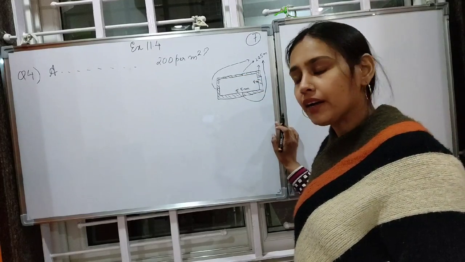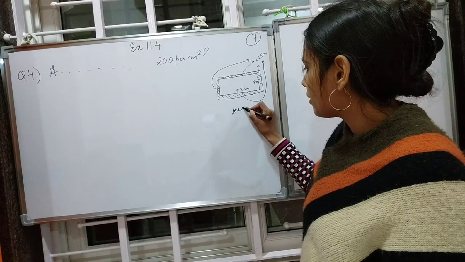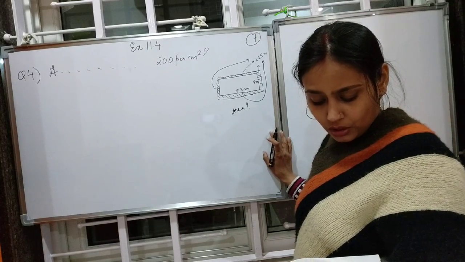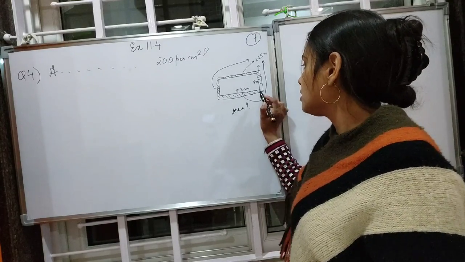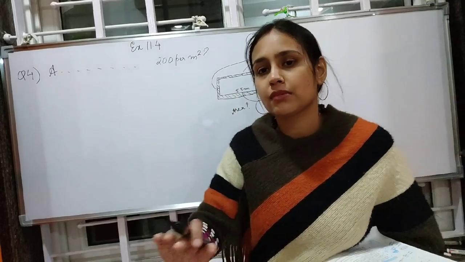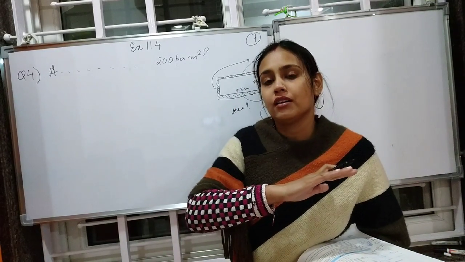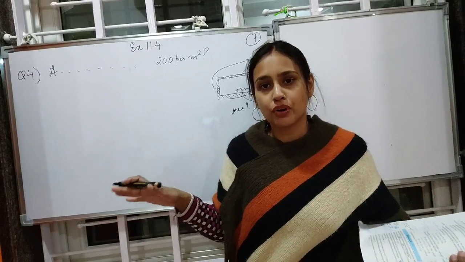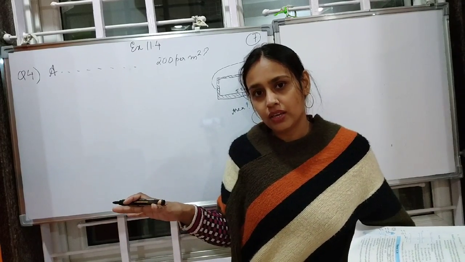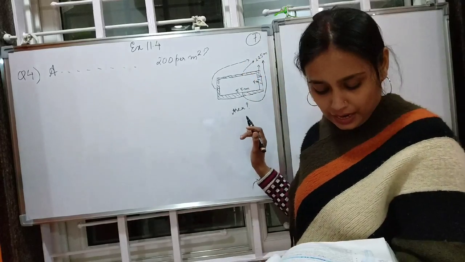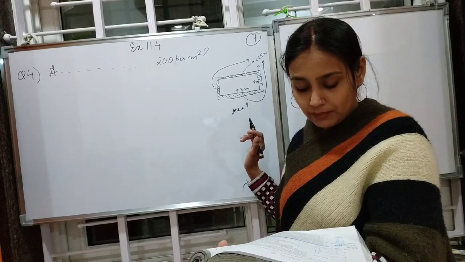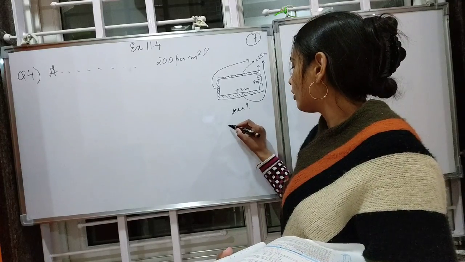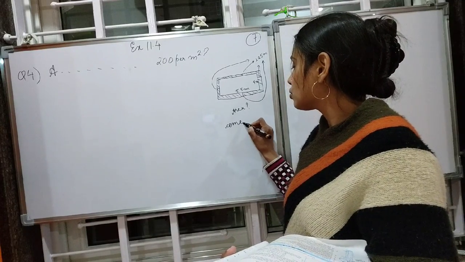And there is a second part also of the question. The first part, we have to find the area. The second part is the cost of cementing the floor. Means the floor has to be cemented. Cemented means a layer of cement has to be put on the veranda. So the cost of cementing the floor of the veranda at the rate of rupees 200 per meter square.